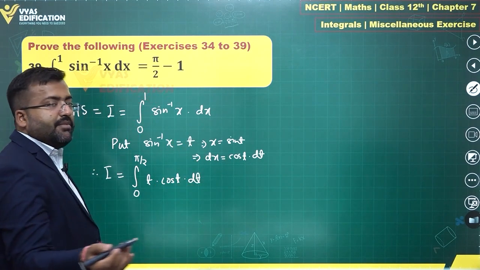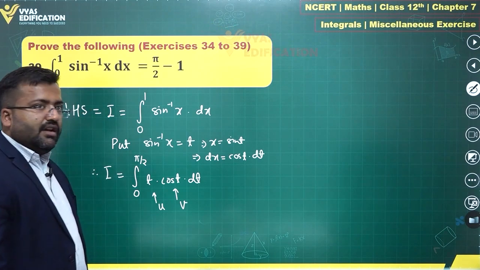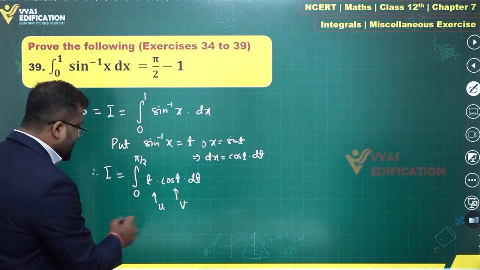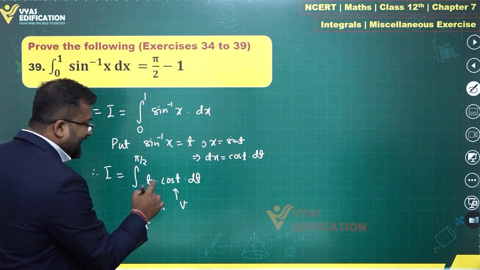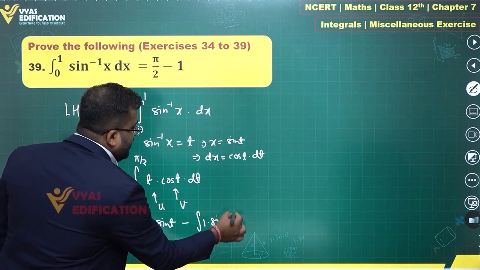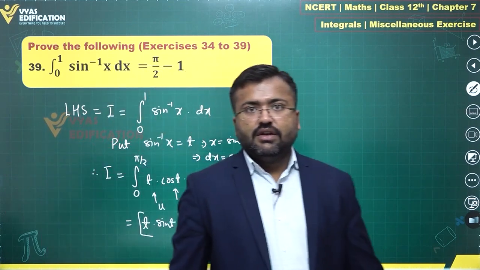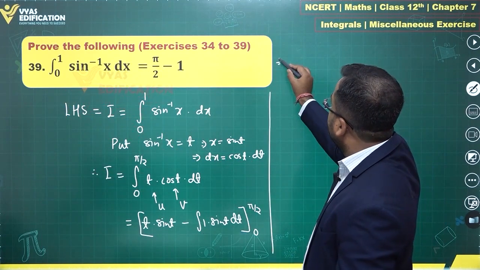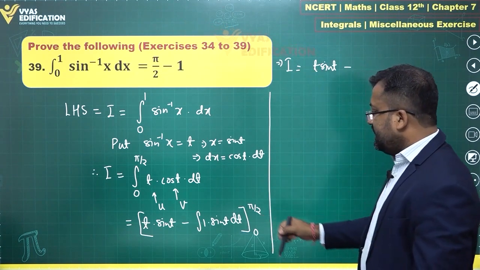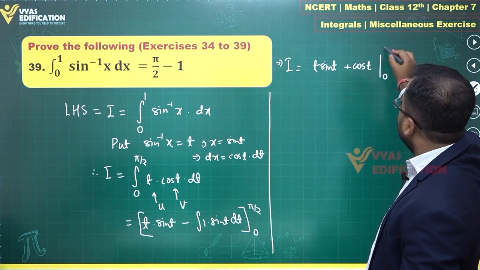At this stage, I can apply by parts. This trigonometric will be my second function, and this will be my first function. Algebraic, trigonometric: algebraic will be first and this will be second. The integral will be first function times integral of second function, which is sine t, minus the integral of derivative of first times integral of second, which is sine t dt, putting the limits 0 to pi by 2. Let's integrate that other term. This t sine t remains as it is, minus the integral of sine t, which will be minus cos t, so this becomes plus cos t from 0 to pi by 2.